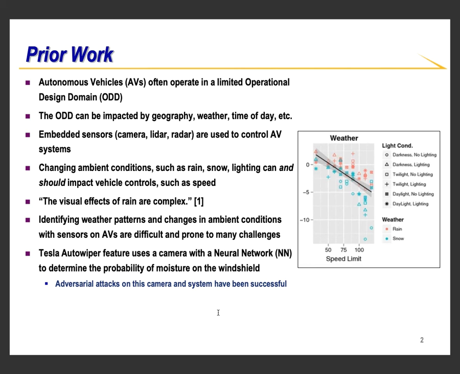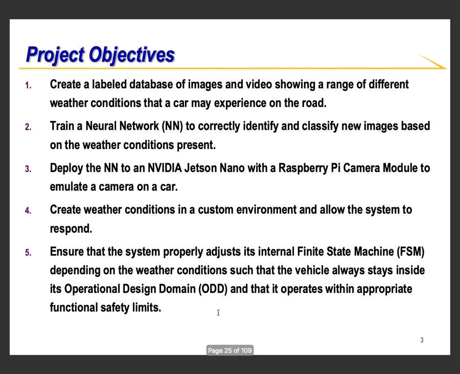This is a chart from some pre-existing work that shows how humans change their behavior in varying conditions. You can see that speed decreases as bad conditions become more prevalent. One thing to note is that identifying specific weather patterns and ambient conditions simply via camera or any of these sensors is quite difficult to do.